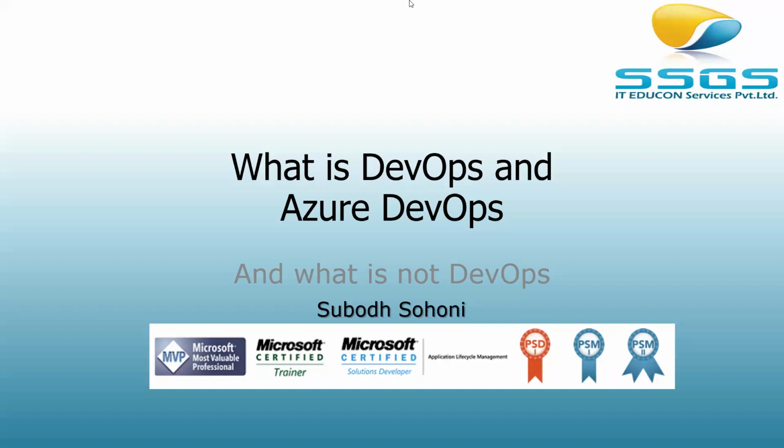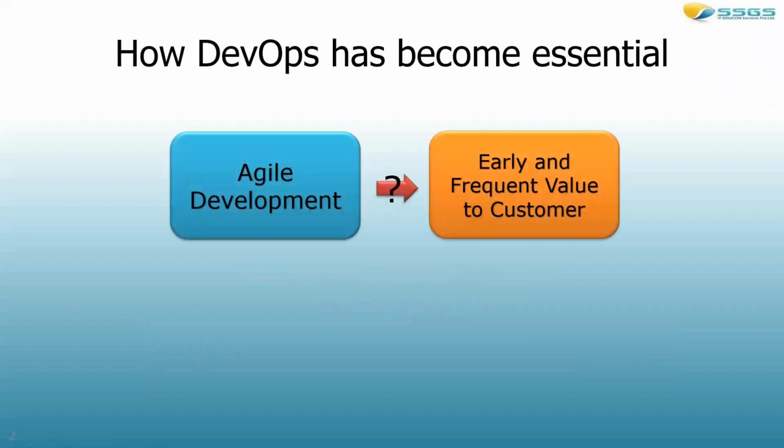Okay, so let's start with what DevOps is and how it has become very essential in today's development world. All of you, I'm sure, must be aware of agile development. It has been there for years, maybe about 20 years or so, and it has become popular. Agile development should lead to, I'm not saying that it does lead to, but it should lead to early and frequent value to the customer. That's one of the goals of agile development.